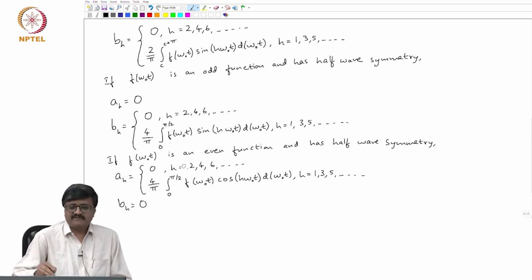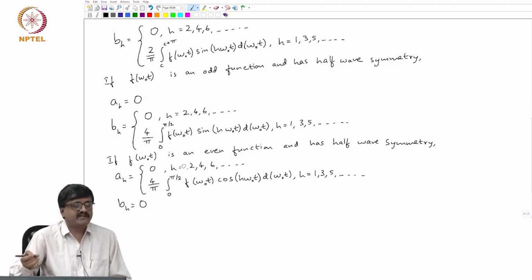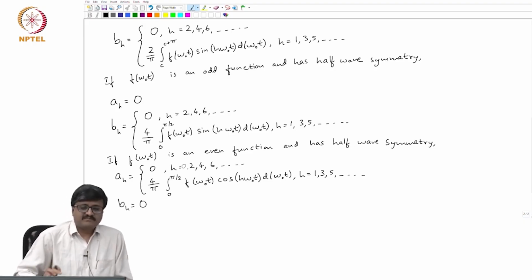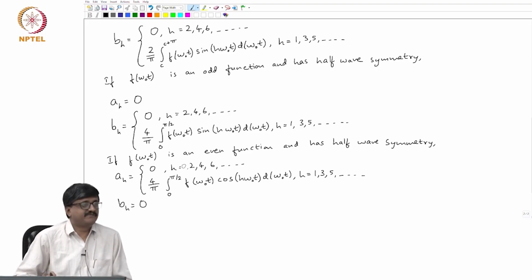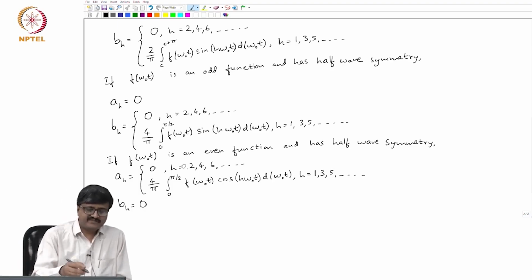Now, instead of saying odd function and half wave symmetry, we have just a name for a function which satisfies both the property of odd function as well as half wave symmetry. What is that, if you have heard of that? Actually, the hint is in the expression.